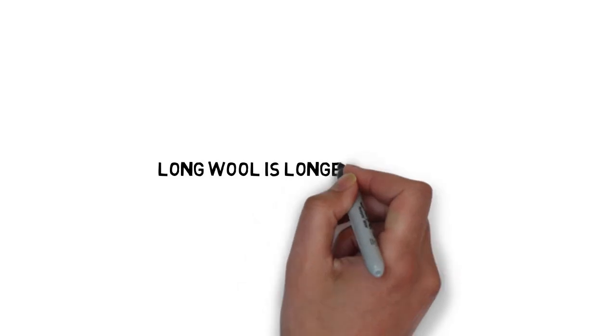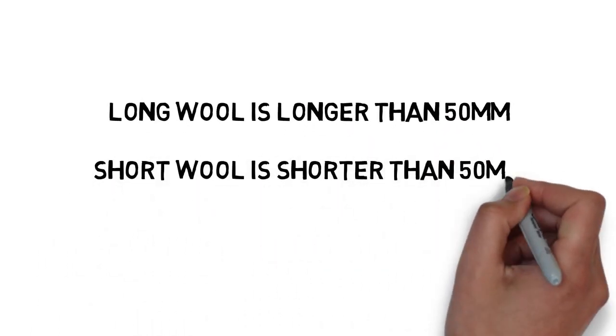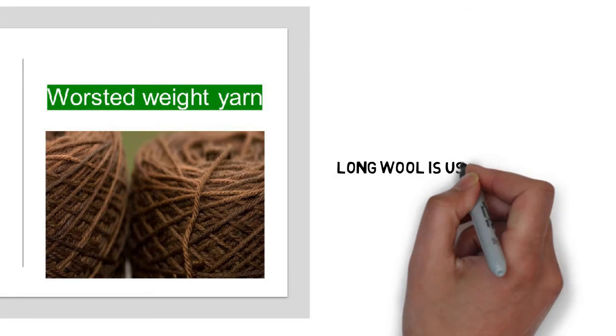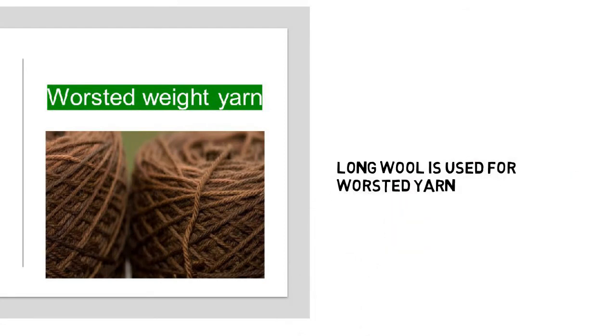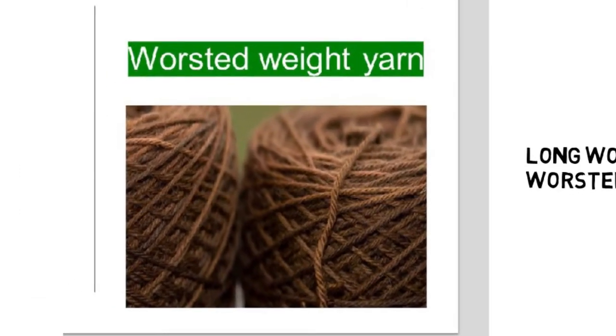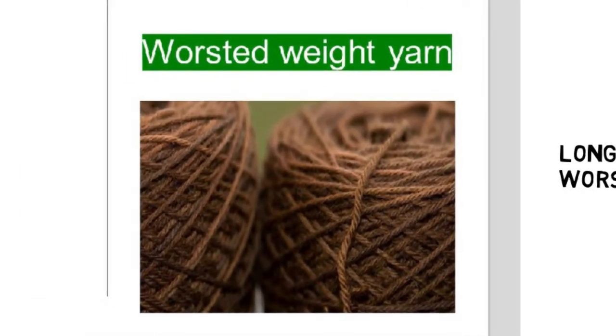There is normally a significant price difference between wool longer than 50 mm, long wool, and wool less than 50 mm, which is short wool. Long wool is used for worsted yarn. The fibers go through a comb process, short fibers are removed and fibers are drawn parallel to ensure a smooth appearance. These fabrics would be used for items such as suits, pants, jackets and skirts.